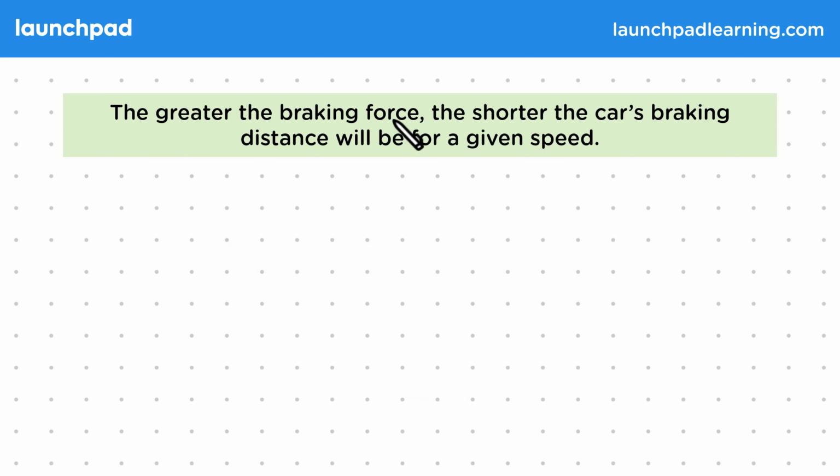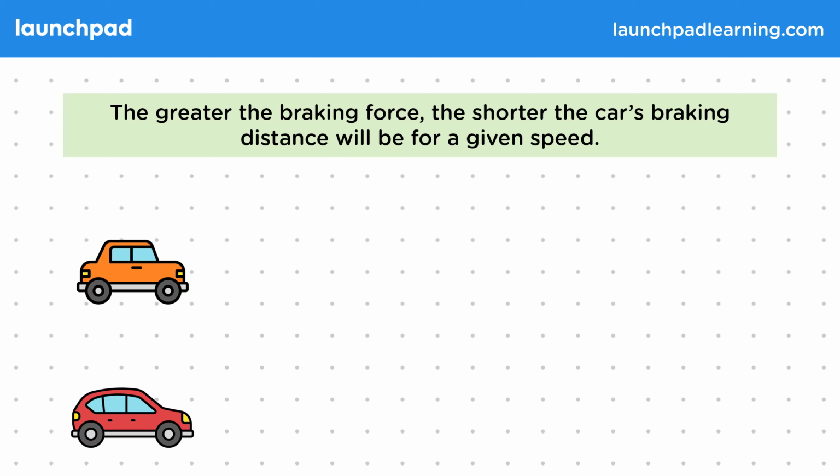The greater the braking force, the shorter the car's braking distance will be for a given speed. Remember that a braking distance is the distance travelled after we apply the brakes in a car, but before we come to a stop. It makes up part of the overall stopping distance of the car.